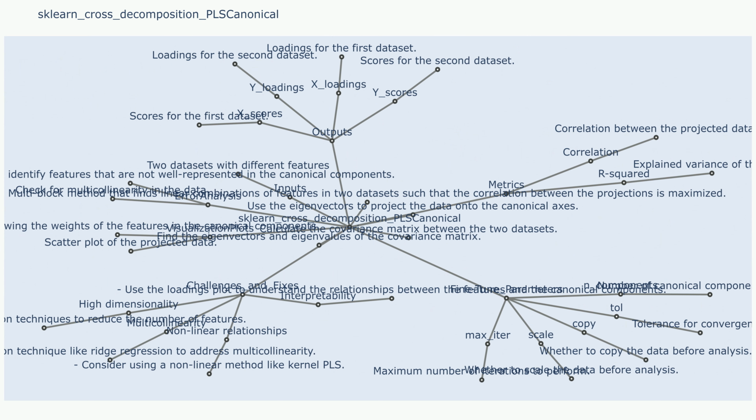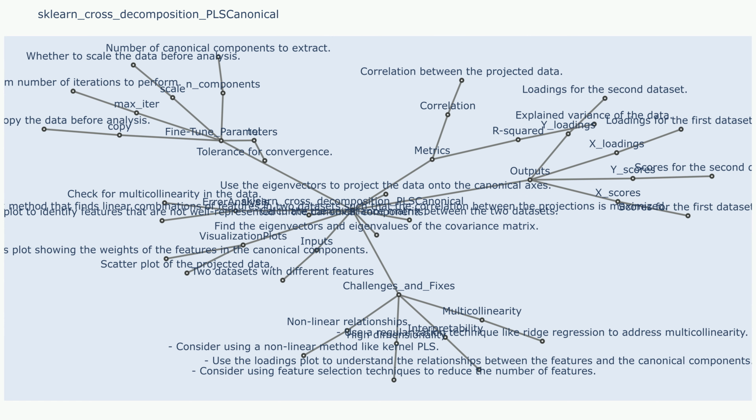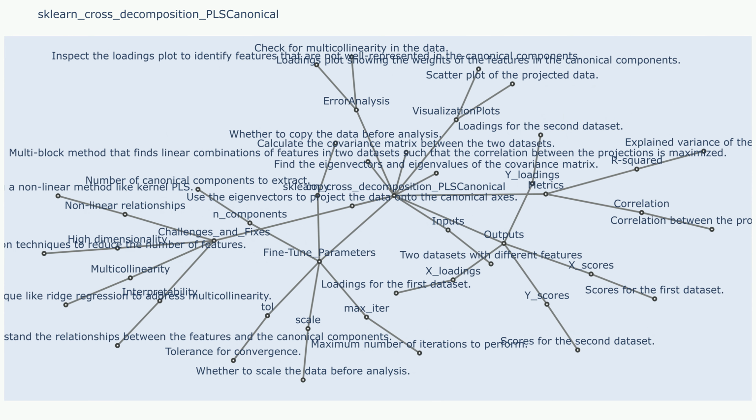Visualization plots: scatter plots of the canonical variates. These plots can be used to visualize the relationship between the two sets of variables. Loadings plots: these plots show the weights for the canonical variates, which can be used to identify the variables that are most important for each canonical variate.